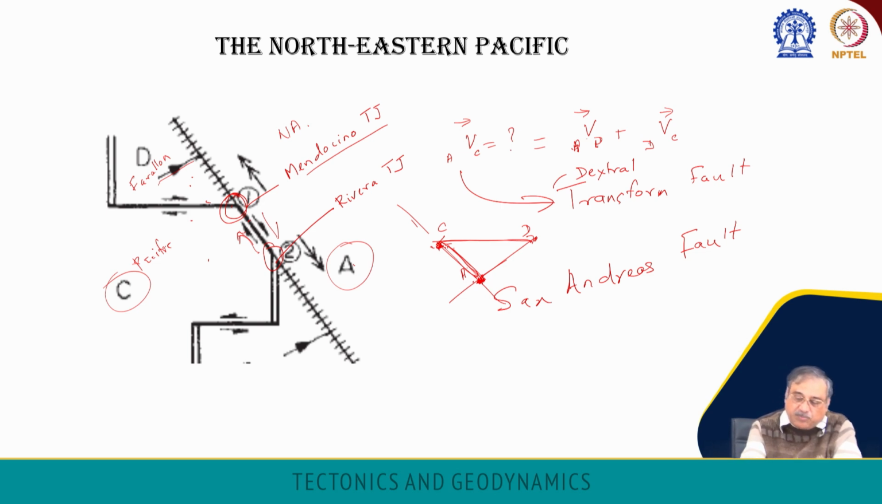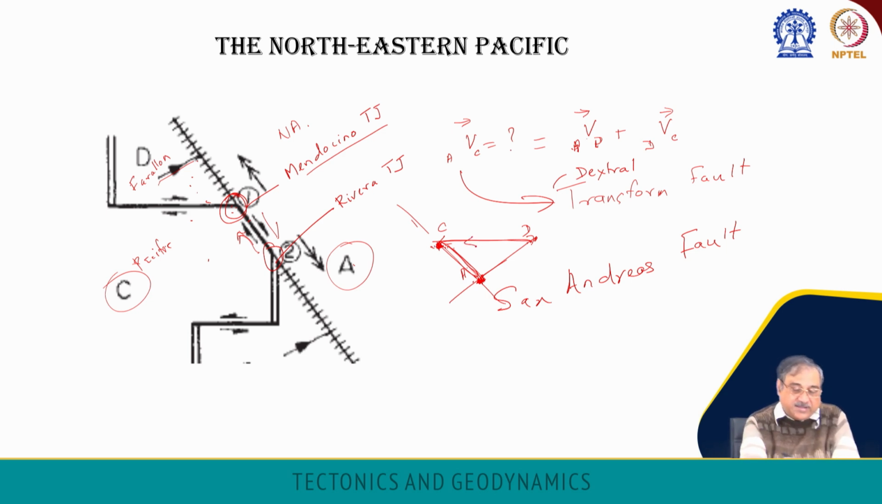So to an observer on plate C, the triple junction will not appear to move with time, because essentially it has the same velocity with respect to this. But to an observer on plate D and an observer on plate A, it would appear that the triple junction is moving with plate C. So to an observer on the North American plate, the Mendocino triple junction would appear to move northwards along the coastline. To an observer on this part of the Farallon plate, that particular triple junction would simply appear to be moving westwards.